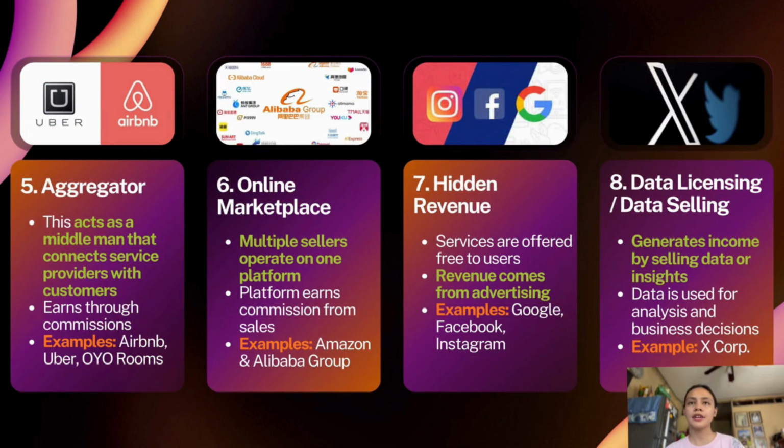So next is the aggregator, which acts as the middleman that connects the customer to the service provider, in which the aggregator earns commission after it. So businesses like Airbnb and Uber use this model. We have known Airbnb, the houses, and then their customers. The house would not be accessed by the customer without the app itself. So that is the business model of Airbnb as well as Uber.